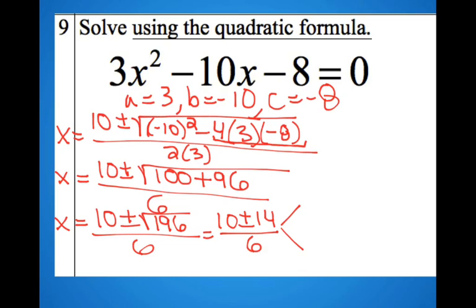We have 10 plus 14 divided by 6, which is 24 over 6, which makes 4. And then we have 10 minus 14 divided by 6, which is negative 4 divided by 6, and that reduces to negative 2/3. So negative 2/3 and 4 would be the answers.